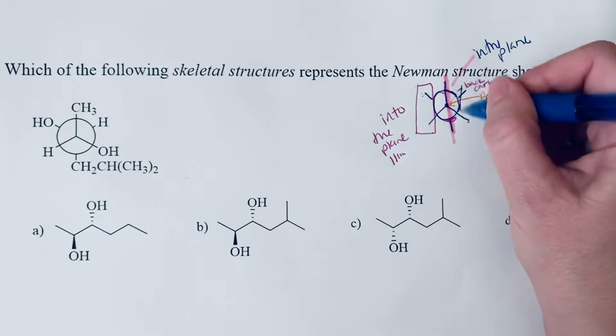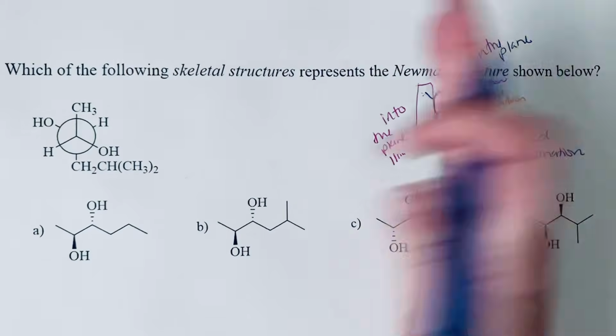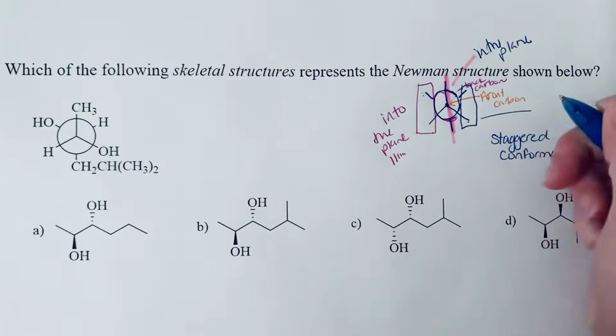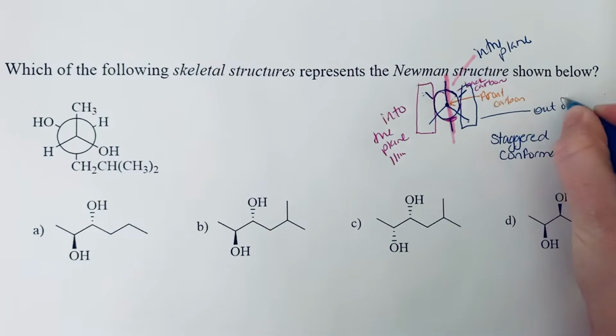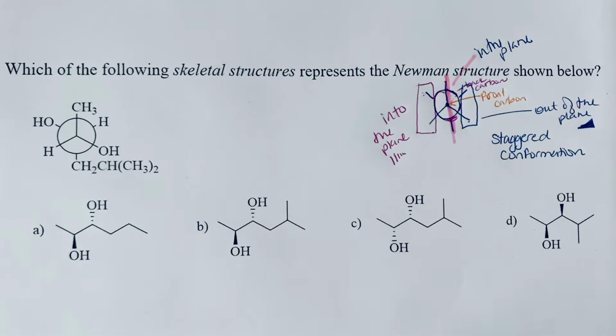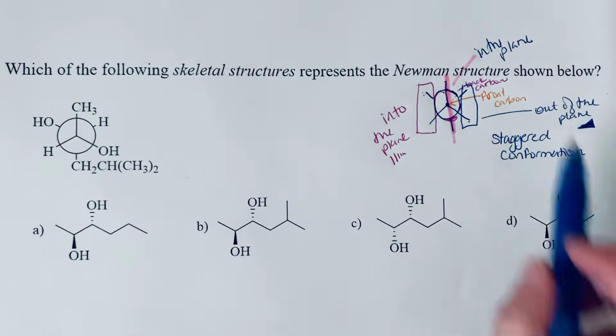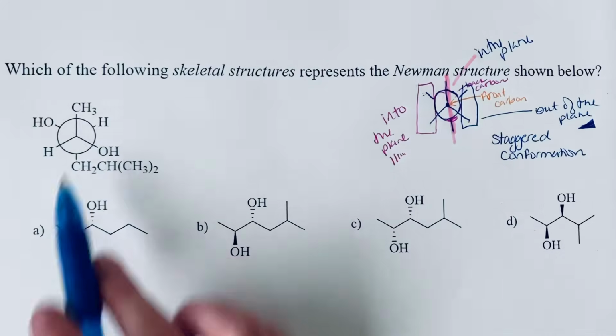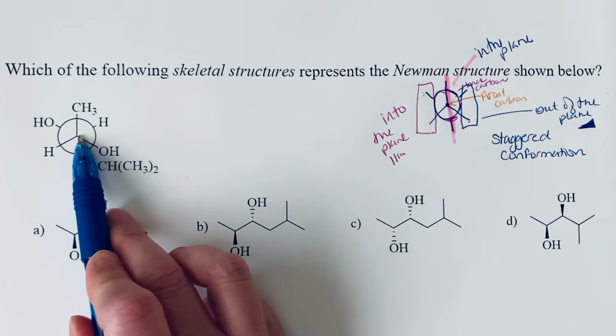And then the bonds on the other side, if I flip it over, are going to be sticking out of the plane of the paper. We represent those with the solid wedges. You can think that it is getting more solid, more intense, because it's sticking out at you. So now that we have a guide, we can take a look at our skeletal structure over here.